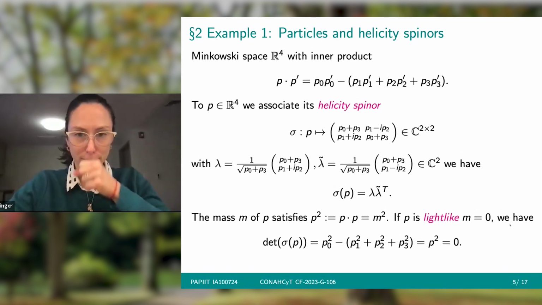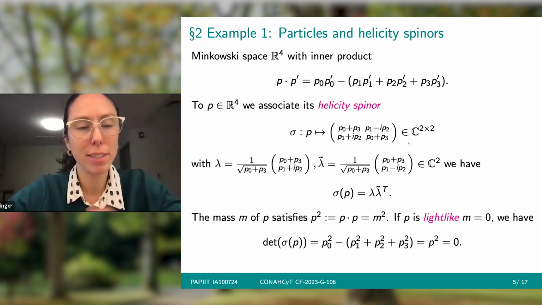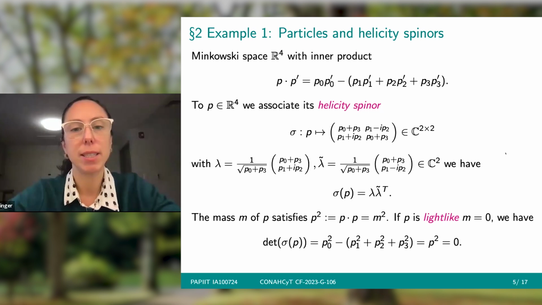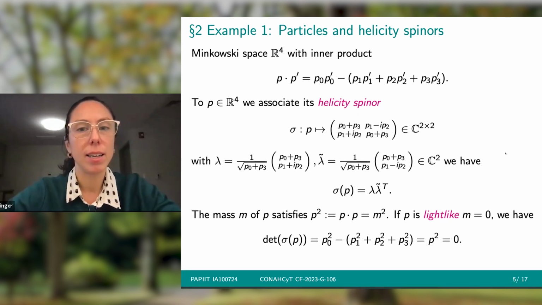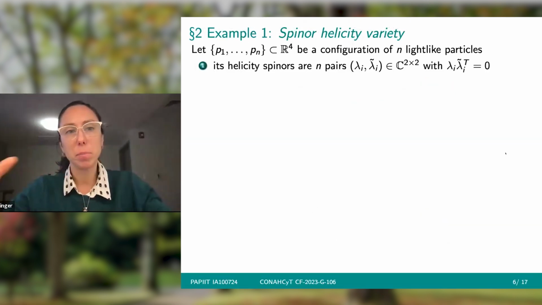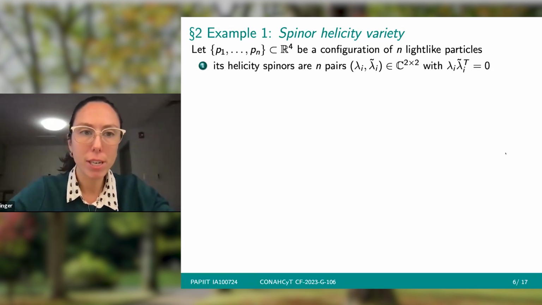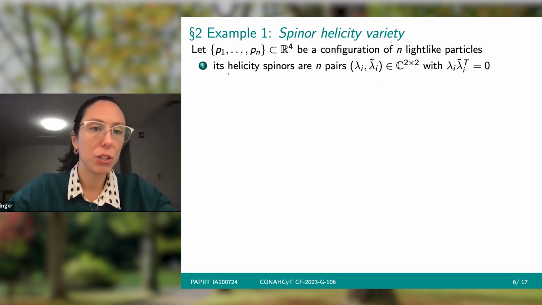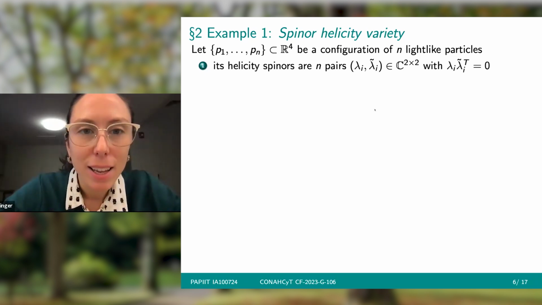Good. Right. So having this formalism of passing from a particle to its helicity spinor, I can define a space that models particle configurations. So I'll just do the same formalism, but now I start with a set of n particles.